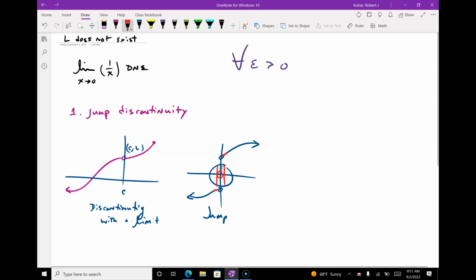Because now that I got my epsilon, I found my delta, I see the pieces of delta on the function where my arrows hit are off the board. So as I continue to shrink the board, did I get to the bullseye? No. So a jump discontinuity.